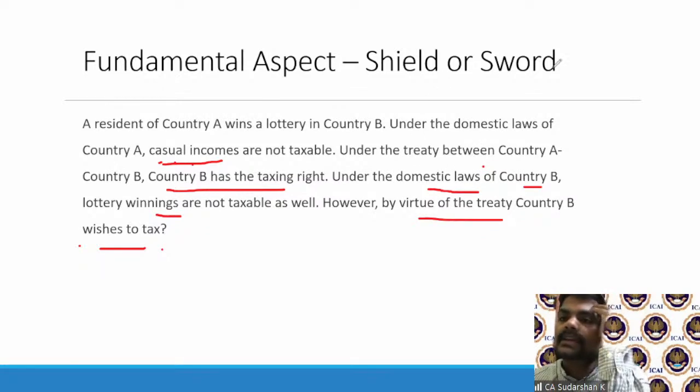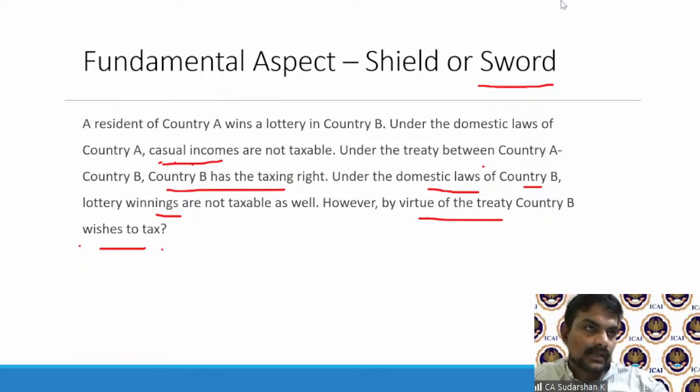Can a treaty be a sword? So this is the shield or sword analogy. Can a treaty be a sword? No. A treaty can only be a shield. That is, if the domestic law says not taxable, I don't even need to go to the treaty, because only my domestic laws tell me whether I'm taxable. If my domestic law says I'm not taxable, I don't even need to go to the treaty. So that's the very essential, fundamental aspect that one needs to be aware of.